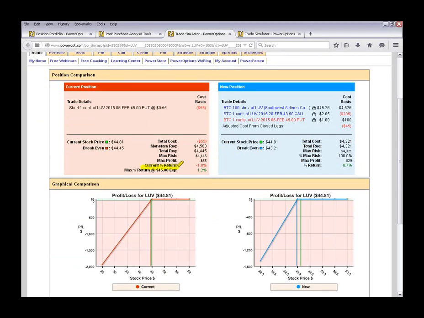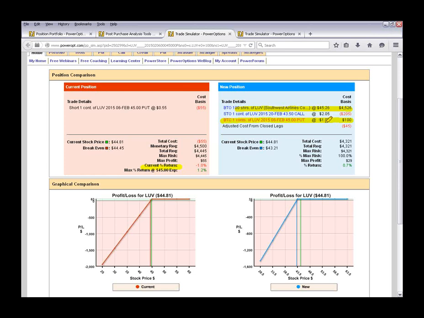Number one, the current return we know, our current position, we have a loss of 1%. It still might be 1.2% if the stock goes above 45. But if we take assignment, we'd have 100 shares of LUV with a cost basis of 45.26. And where is that coming from? Well, it's allowing the stock to be put onto our position. We buy to close the position for $1. Okay, so that's the difference.